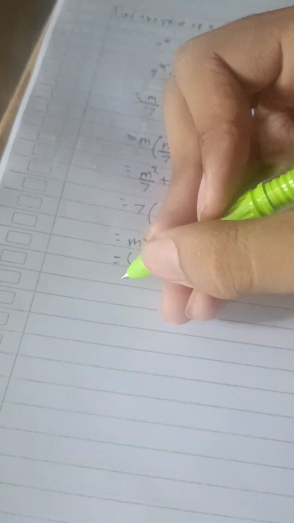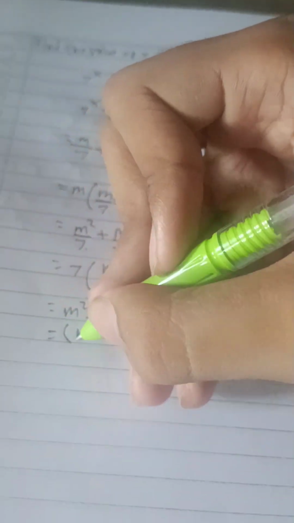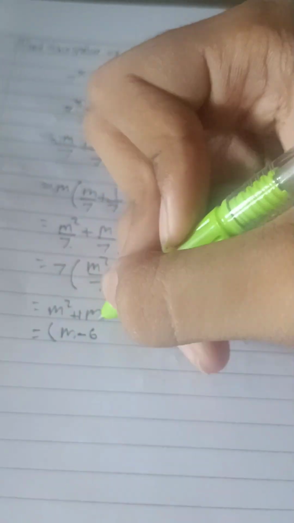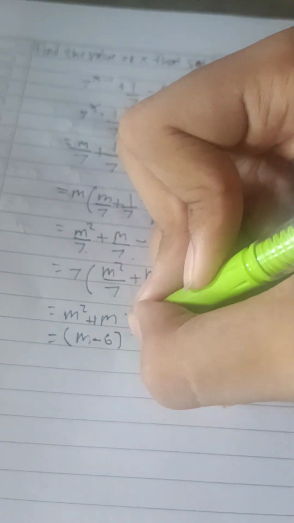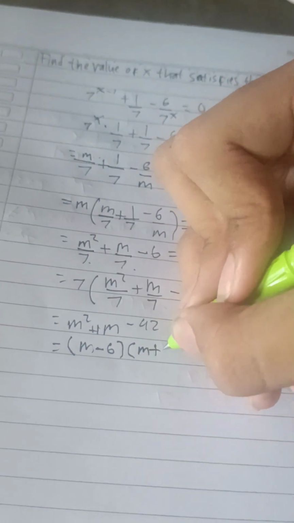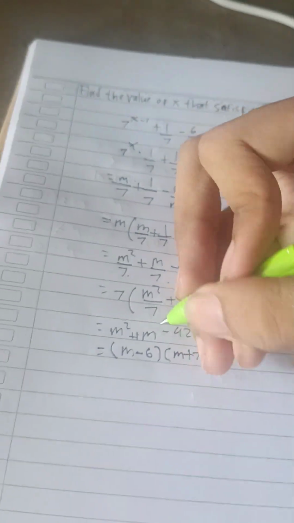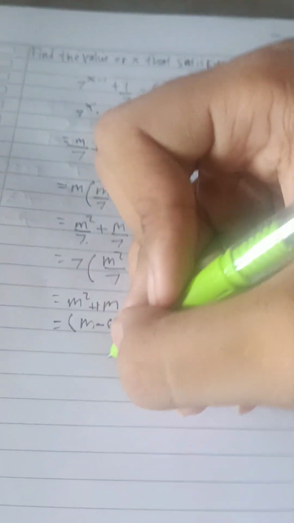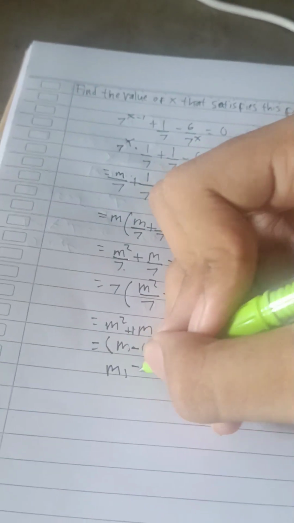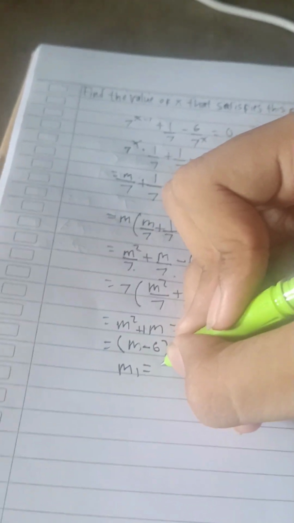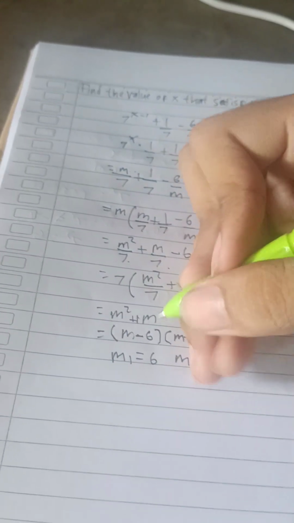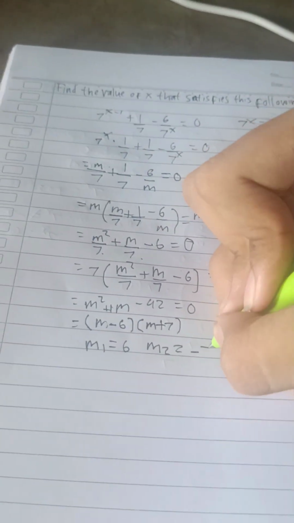So we could simply write this as m minus 6, like so, times m plus 7, like so. That means there are two solutions. m1 is equal to positive 6, and m2 is equal to negative 7.